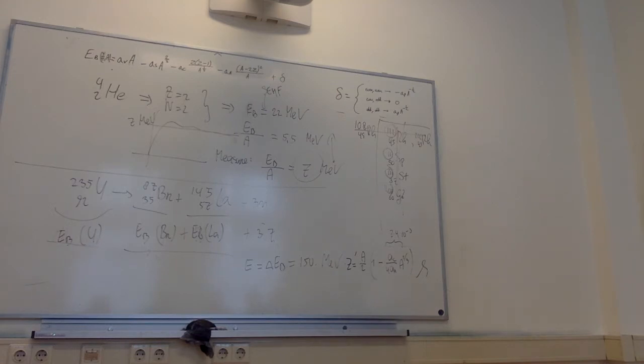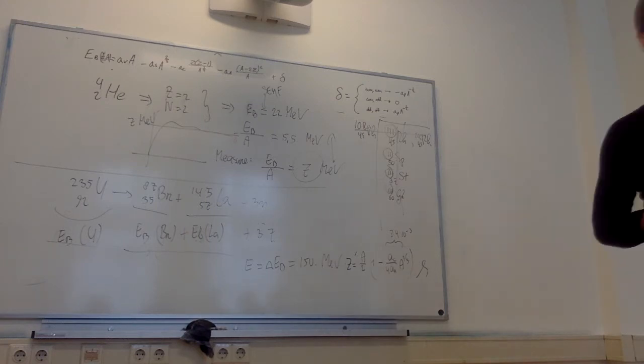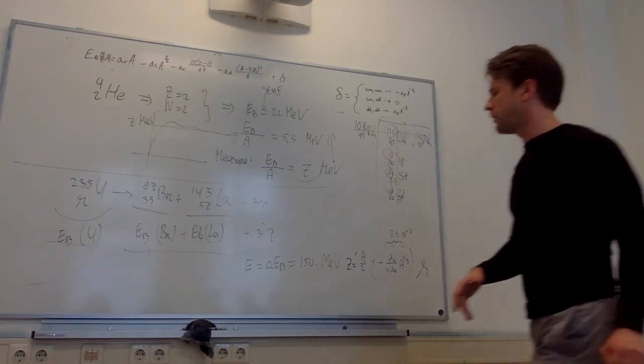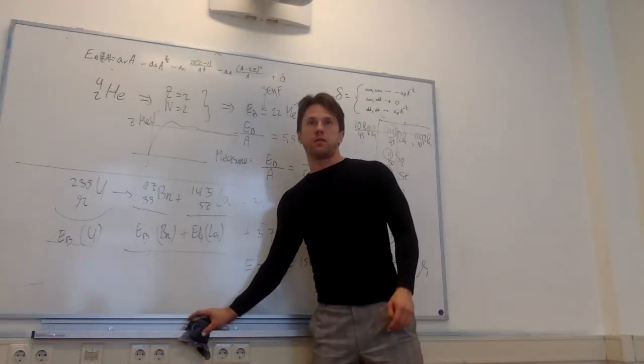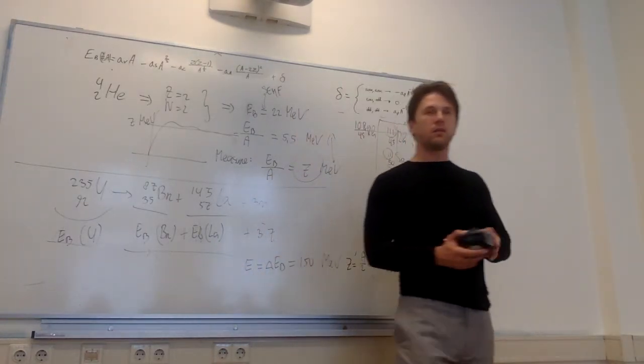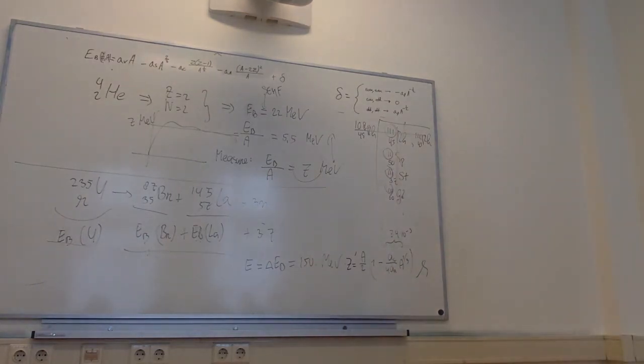Can you look it up just to be sure? I did gamma ray spectroscopy for it. Then you probably know the numbers better than me. So it gives you the characteristic peak, the annihilation peak at 511 keV. Okay, keV.